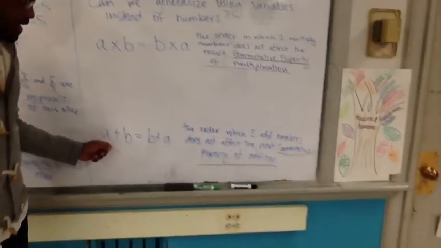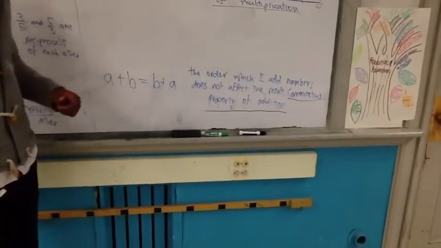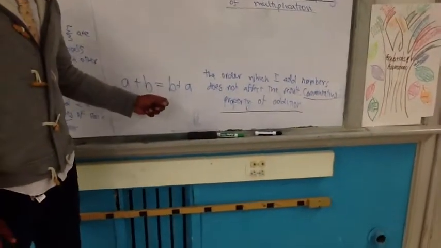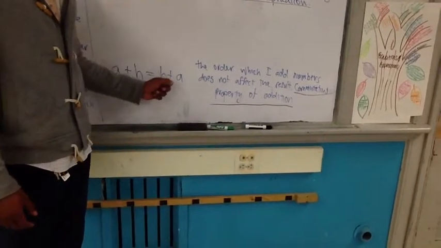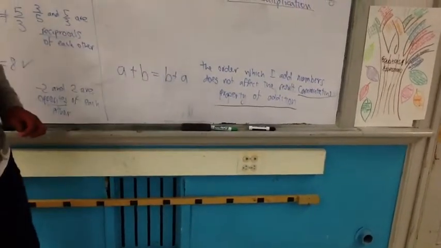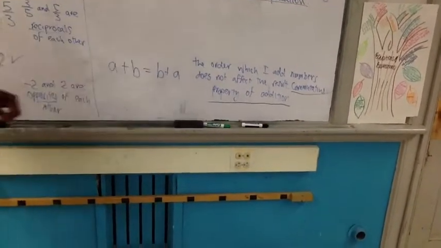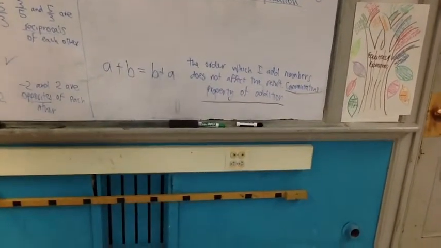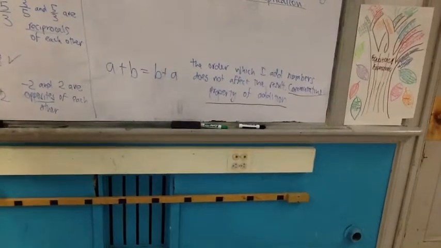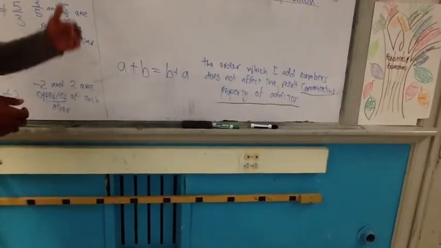So here we see any number A plus any number B is equal to or equivalent to any number B plus any number A. We summarize this by saying the order in which I add numbers does not affect the result, and that is the commutative property of addition.